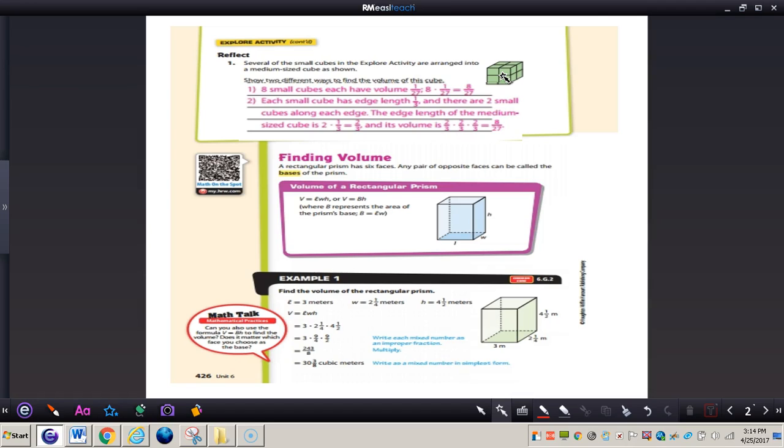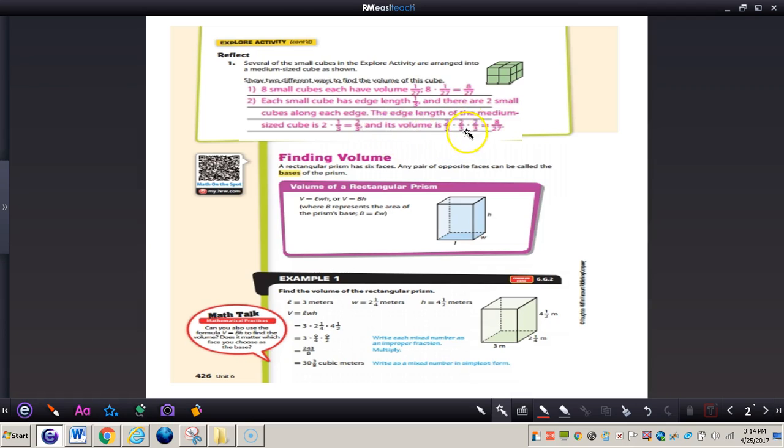Now another way of doing this is that each small cube has an edge length of 1/3, if you remember that from the previous shape. And there are 2 small cubes along each edge length. The edge length of the medium-sized cube is 2 times 1/3. We can see that. So 2 times 1/3. Why is it 2 times 1/3? Because there are 2 cubes per edge. That's going to equal 2/3 for the edge compared to the total amount. Okay, so 2 out of the 3. And its volume, we know, is 2 times 3.